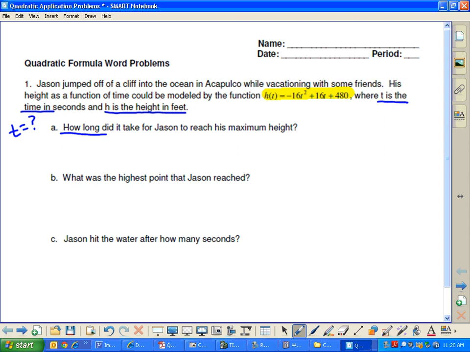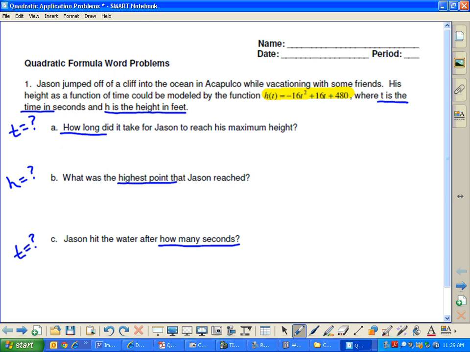In part B, I'm supposed to figure out what his highest point was. So that's going to be a height. H equals something when I'm done. And lastly, in part C, it says Jason hit the water after how many seconds? So it's asking us, ooh, I missed. How many seconds it's going to take for him to hit the water. When I'm answering the question, how long, I'm responding to an amount of time. So I kind of figured out what I'm looking for. I'm going to figure out what I don't know here. And I kind of did that.